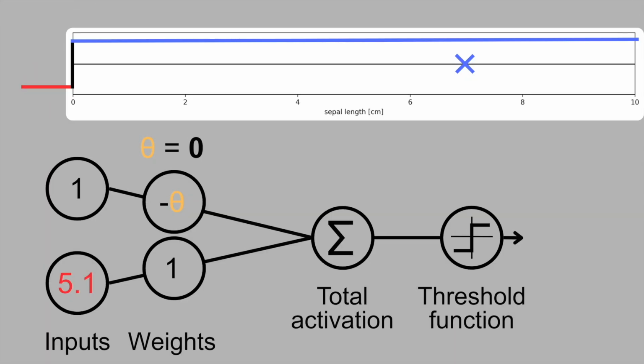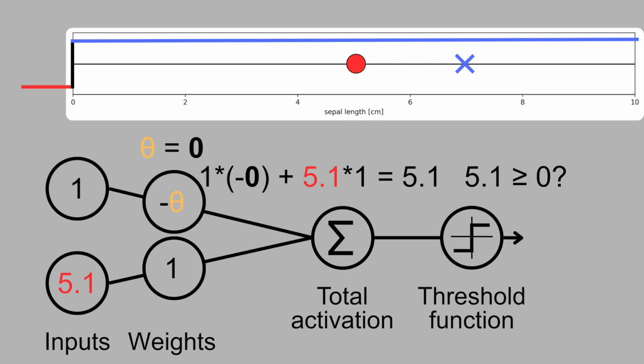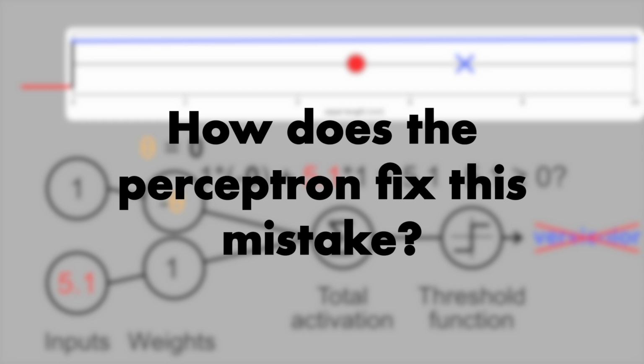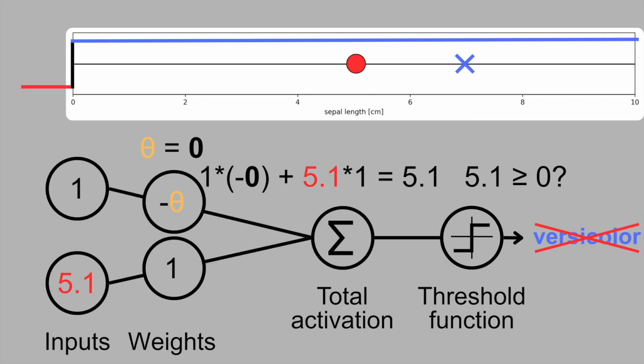Second example. This time we measured a setosa flower with a sepal length of 5.1 cm. We can mark it on the axis, compute total activation, and answer the question, is 5.1 greater than or equal to 0? It is, so the perceptron will tell that this is versicolor. But in reality it is not. So we correctly classified versicolor at 7 cm, but failed on the setosa at 5.1 cm. So now what? How does the perceptron fix this mistake? That's where learning comes in.